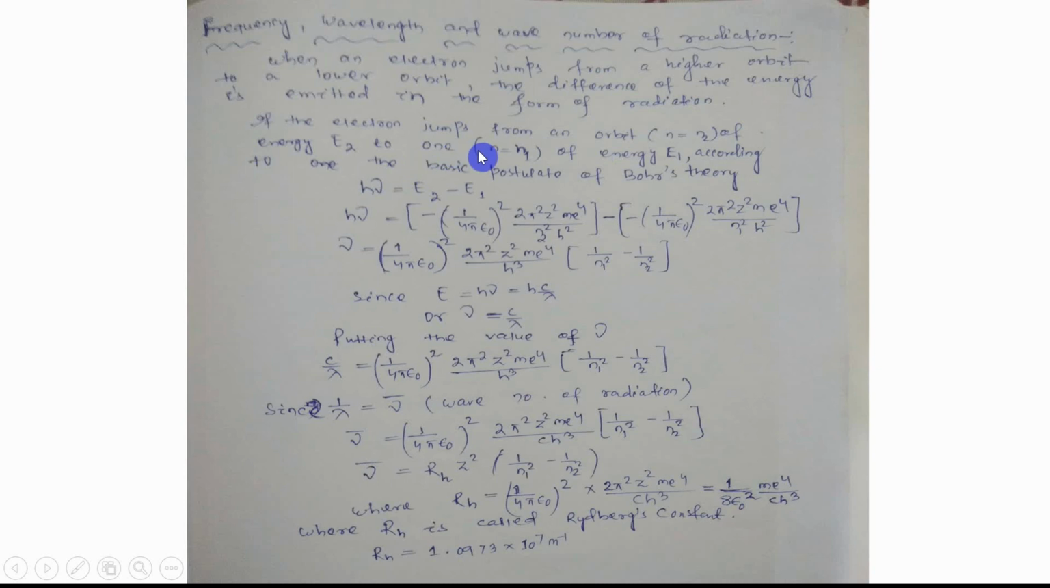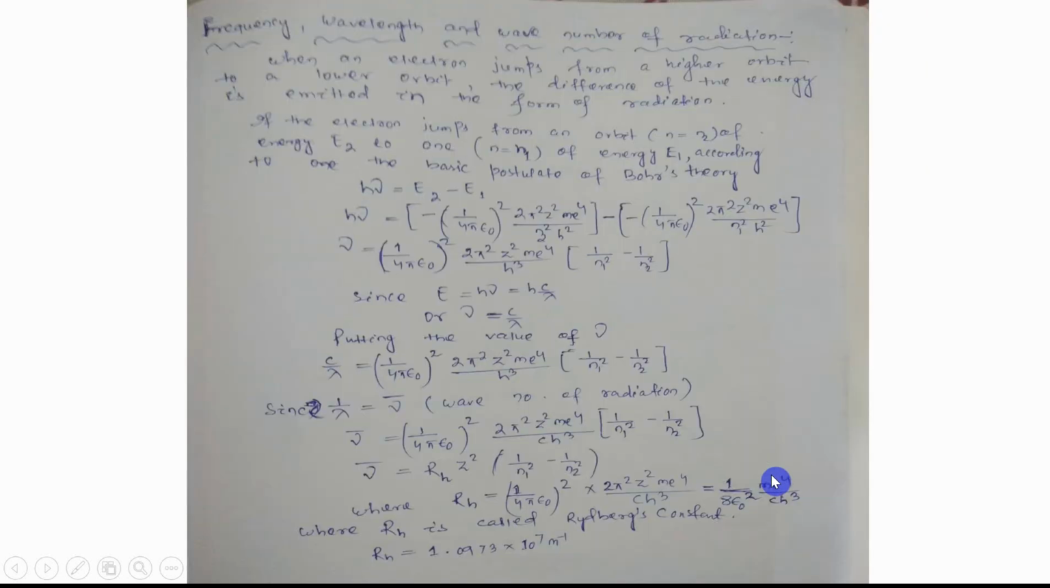Suppose an electron jumps from an orbit n equal to n2 of energy E2 to n1 of energy E1. That means two levels are there: the lower level having energy E1 and orbit n1, and the upper level, n2, having energy E2. Then we know from Bohr's postulates the basic equation: the difference in energy E2 minus E1 equals h nu. And putting the value of that energy, we get the expression for energy.